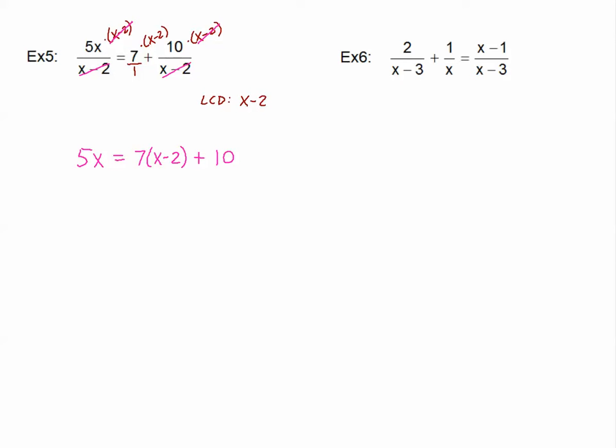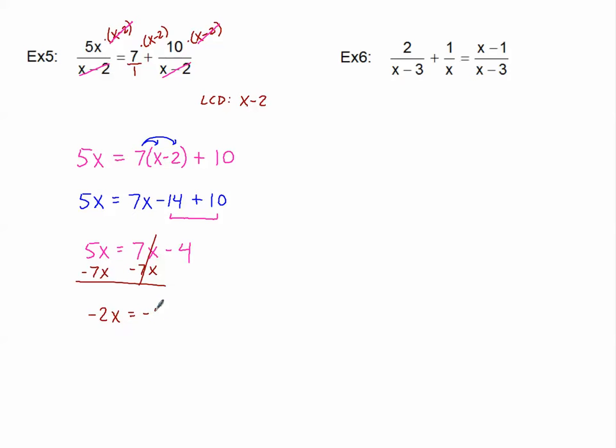Okay, doesn't look too difficult. Let me distribute, unless you already have. I have 5x equals 7x minus 14 plus 10. Let's get our like terms together. A negative 14 and a positive 10 can combine on that side and make negative 4. And let's go ahead and subtract this 7x over to here. And I'll have negative 2x is equal to negative 4. When I divide by negative 2, I get what appears to be my answer of positive 2.